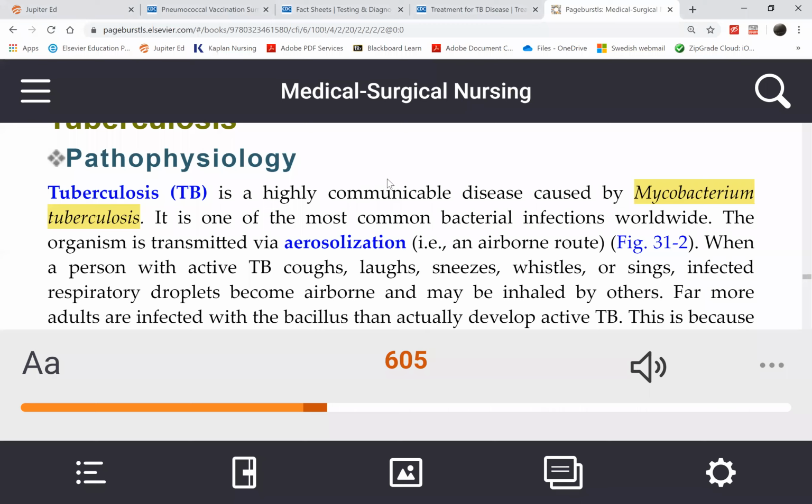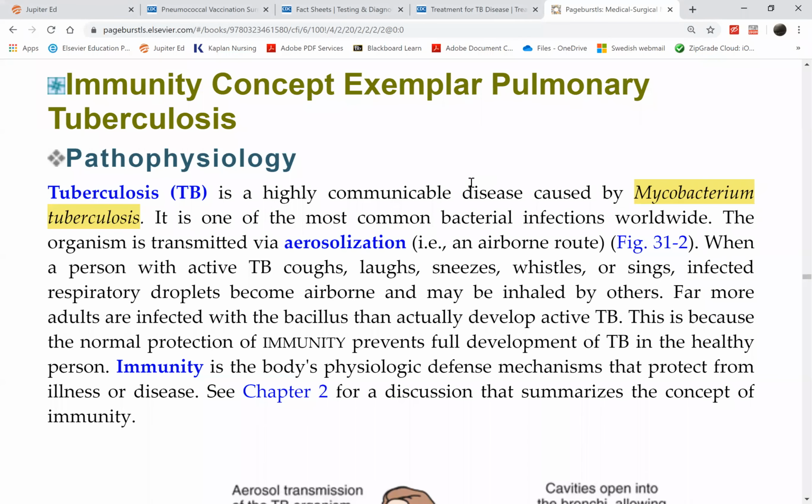All right, so next topic is TB. We are on page 605. What is TB? Jen Park. It is one of the most common bacterial infections worldwide. Okay, very good. How do we get it?